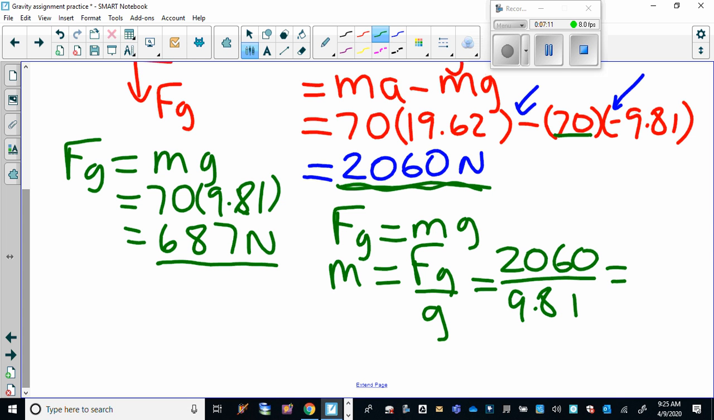And we do that. 2060 divided by 9.81 equals 210. So that's a pretty interesting fact. A 70-kilogram person is going to feel like they actually have 210 kilograms of mass when they're accelerating at 2Gs. All right, onward and upward.